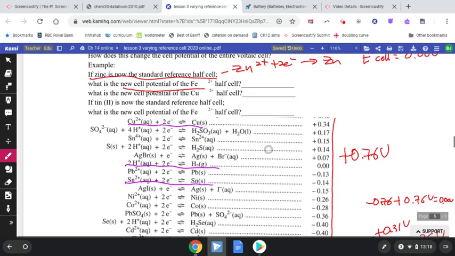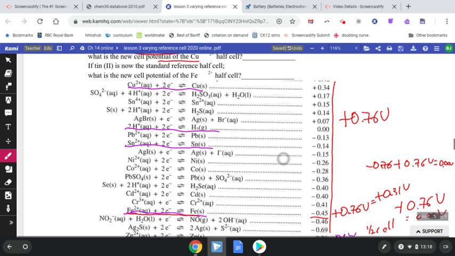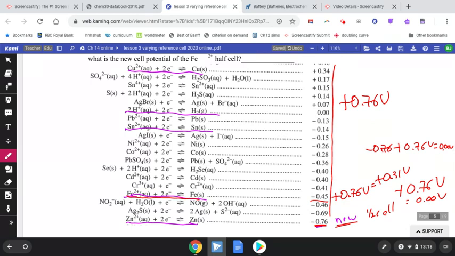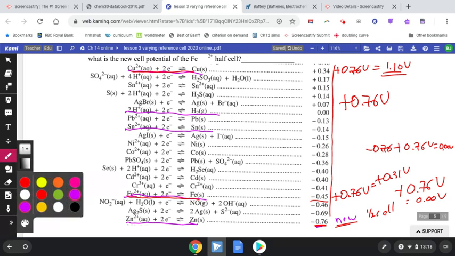Second question, what is the new cell potential for the copper 2 plus half cell? Okay, copper 2 plus is here. So it was at positive 0.34. We're adding 0.76. So that would be its new cell potential. I'm just going to color code these in green. So that's the new one, and this is the new one for iron 2 plus, copper 2 plus, if we made zinc the new reference half cell. So it's no longer that, it's 0.00 volts.